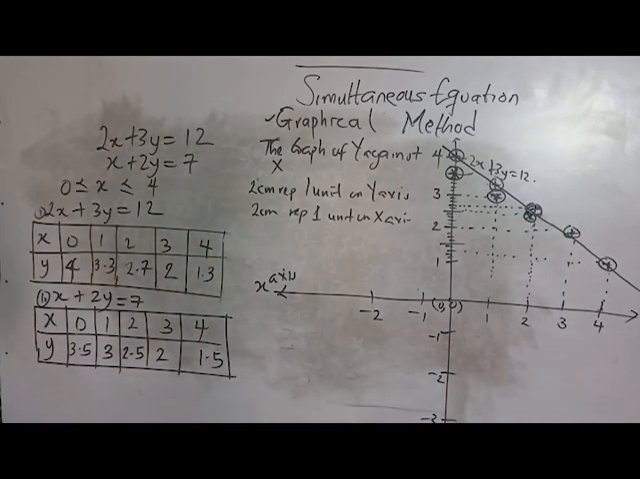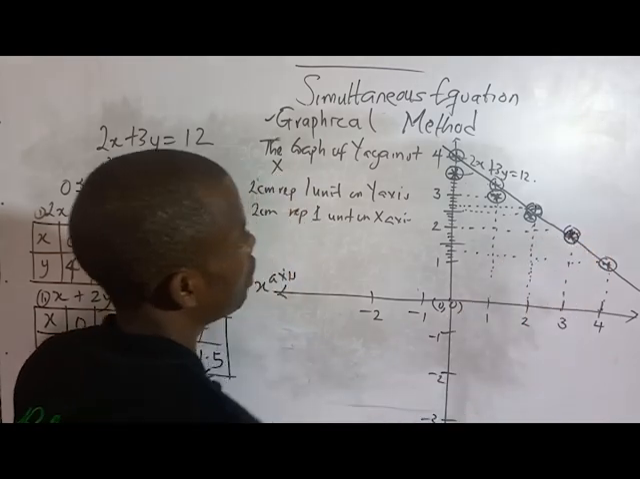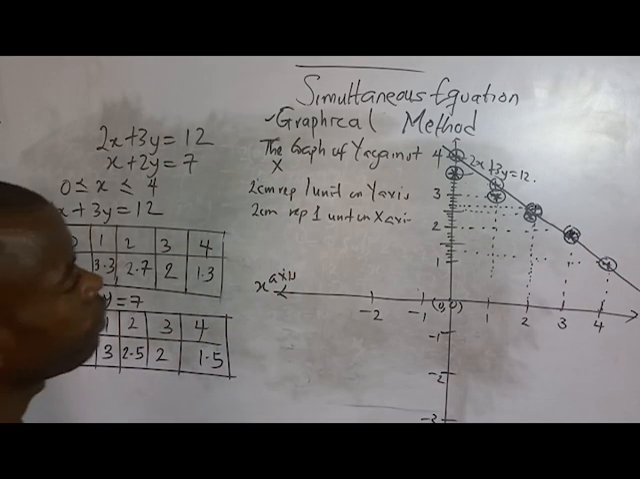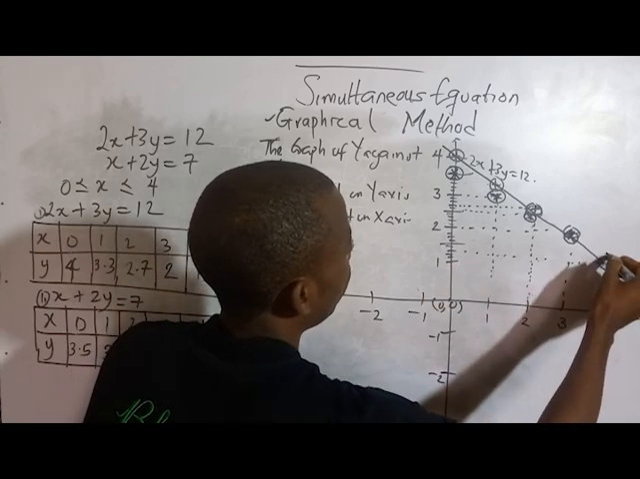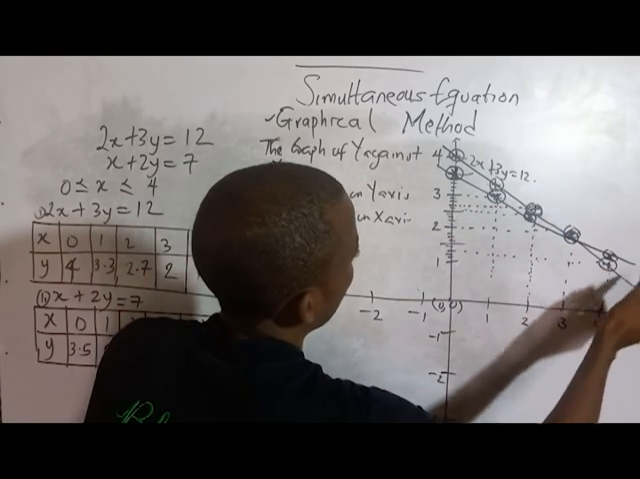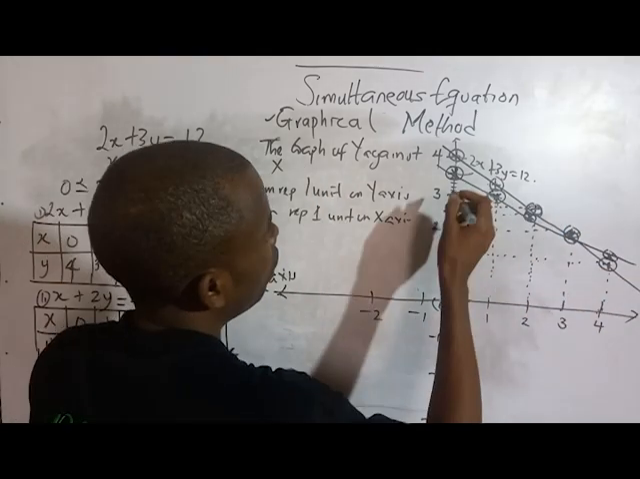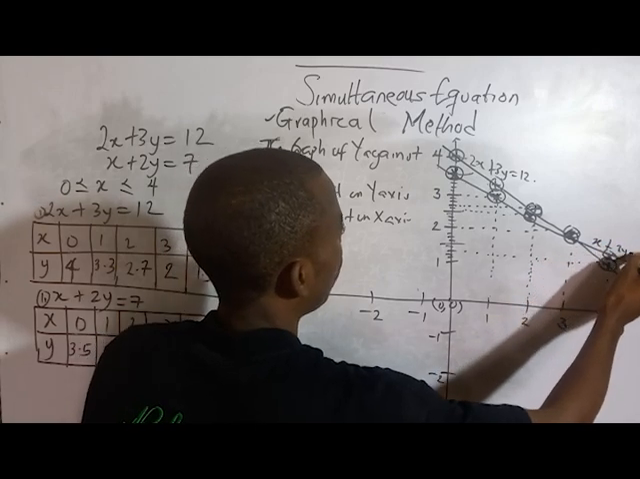And when x is 3, y is 2. Almost the same place as this. And when x is 4, y is 1.5. So we have this. If we draw this, we write the equation, which is x plus 2y equals 7.